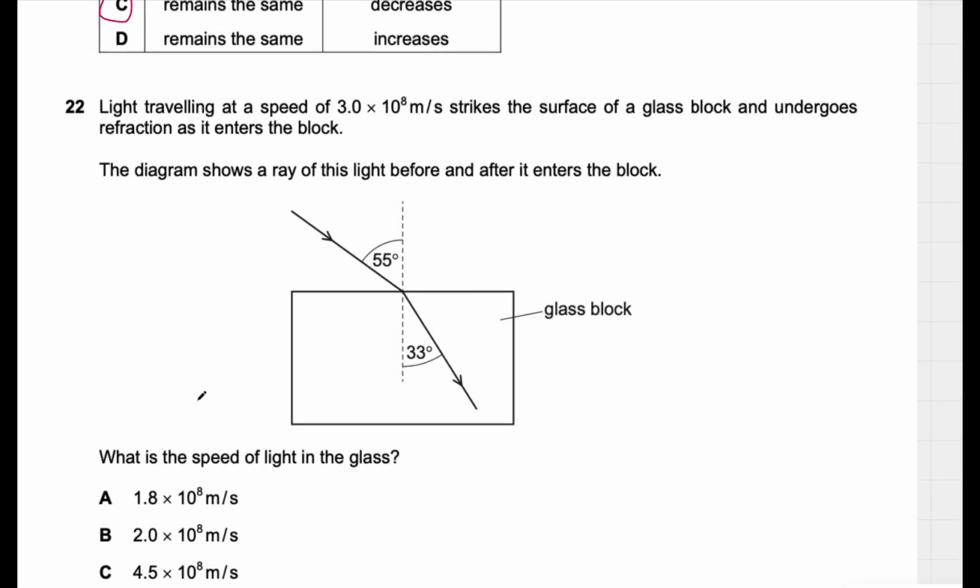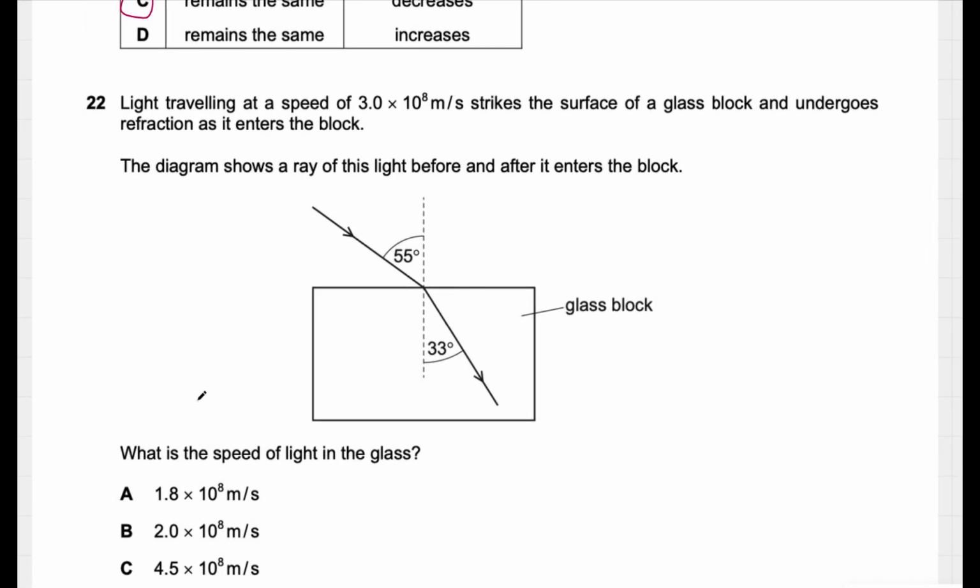Now, let's go to the next question, question number 22. It says light travels at a speed of 3 times 10 to the power of 8. This is the speed of light. It strikes the surface of a glass and undergoes refraction as it enters the block. First of all, refractive index is equal to the speed in air over the speed in glass.